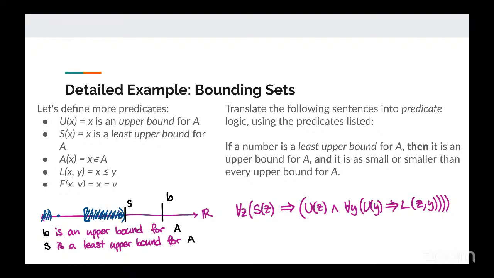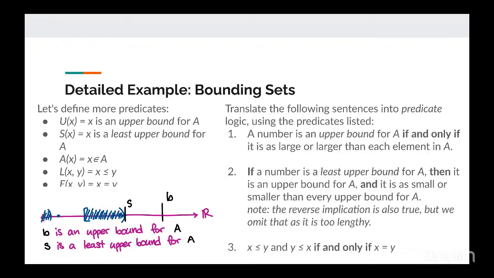Let's try number 3. Number 3 is maybe a little bit less complex. So x is less than or equal to y, and y is less than or equal to x. That will be x plus y. So now we need to use this additional, we have p of x, y, which is x. There's a bit of abuse of notation here.